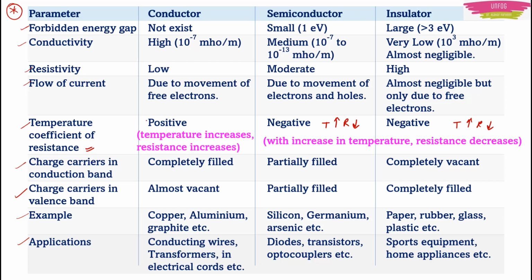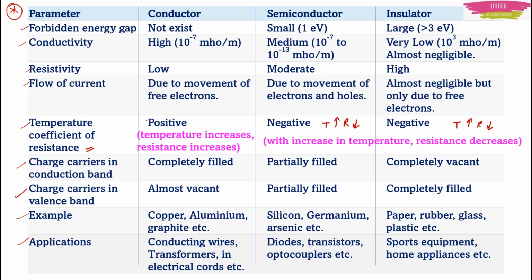Why do we say like that? Because when you increase the temperature, electrons are already freely moving. They gain more and more energy with increase in temperature. Now, they were doing their job, they were moving. Now you are giving more energy, what will they do? They will fight with each other. They will collide with each other.